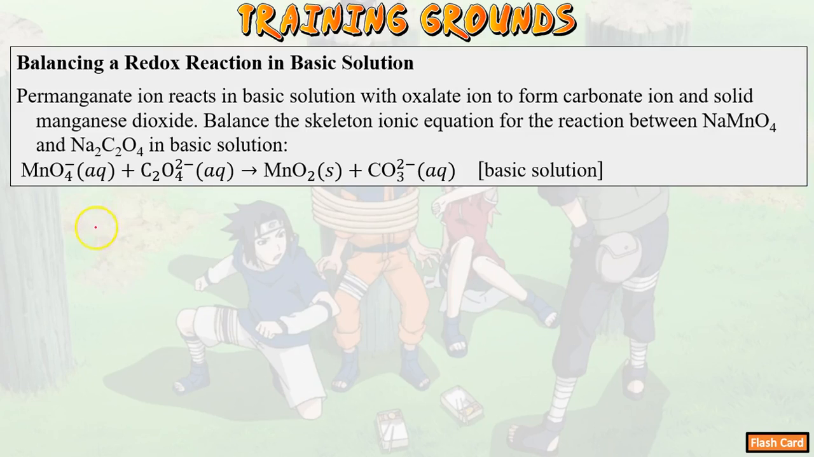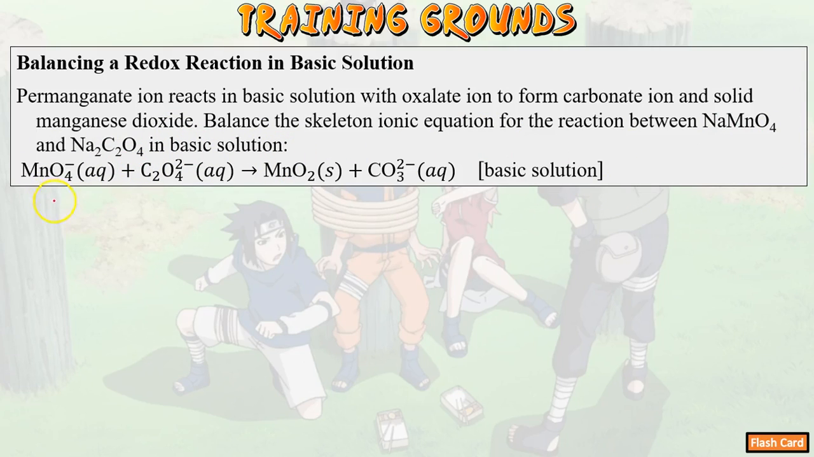But first, we want to continue to develop our skill in the half reaction method, this time with an example exclusively in balancing in a basic solution. So this is about balancing a redox reaction in basic solution. Permanganate ion reacts in basic solution with oxalate ion to form carbonate ion and solid manganese dioxide. Balance the skeleton ionic reaction for the reaction between NaMnO4 and Na2C2O4 in basic solution.